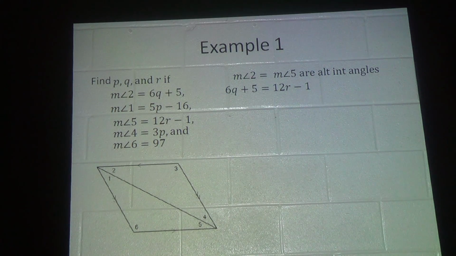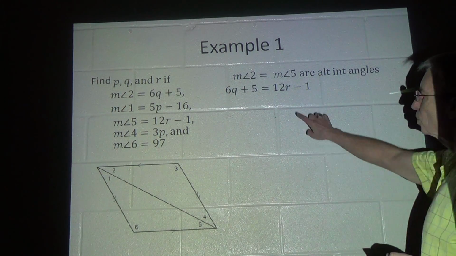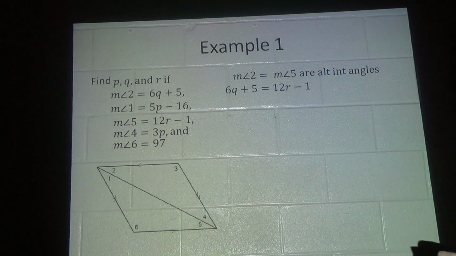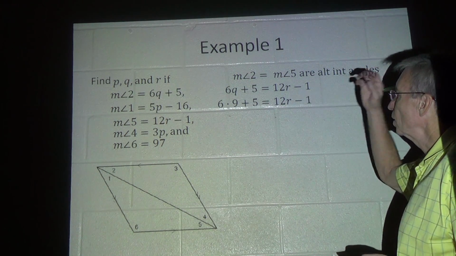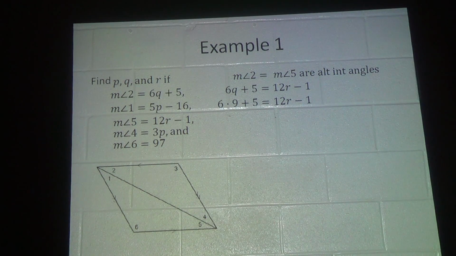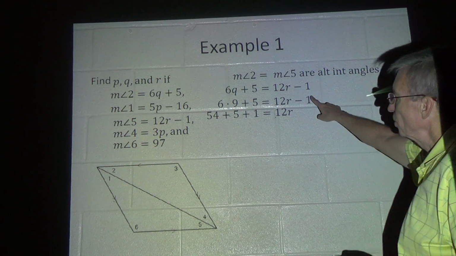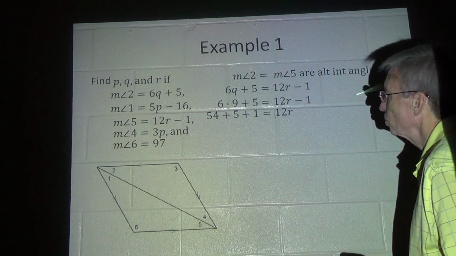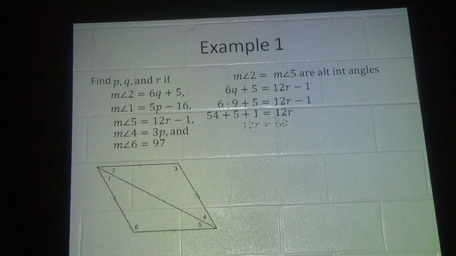So we're going to put 6Q plus 5 is equal to 12R minus 1. Q we found out was 9 in the previous step, so 6 times 9 plus 5 equals 12R minus 1. This gives us 54 plus 5 plus the 1 that we brought over from the other side is equal to 12R. So this gives us 60 is equal to 12R. Divide both sides by 12 gives us that R is equal to 5.